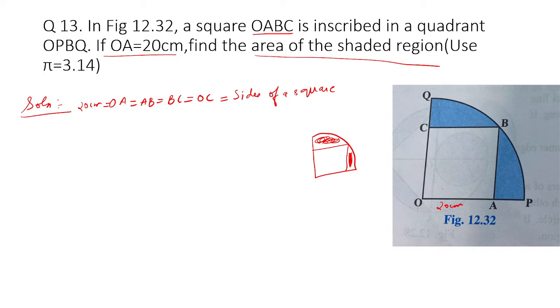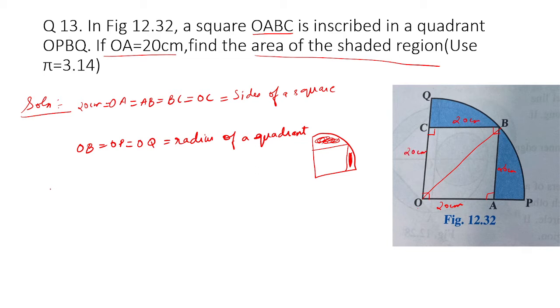So how do you find the radius? It is by drawing a diagonal OB. I'll just write here OB equal to OP equal to OQ. These are all going to be the radius of the quadrant. Another important property of a square is that all the corners are 90 degree, in the sense angle A, angle B, angle C are all 90 degree. Now this is also 20 centimeter, this is also 20 centimeter. If you see the diagonal, do you see a right angle triangle?